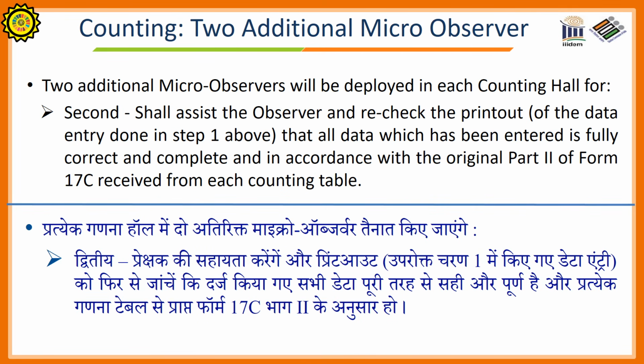The second shall assist the observer and recheck the printout, ensuring that all the data which has been entered is fully correct and complete and in accordance with the original Part 2 of Form 17C received from each counting table.